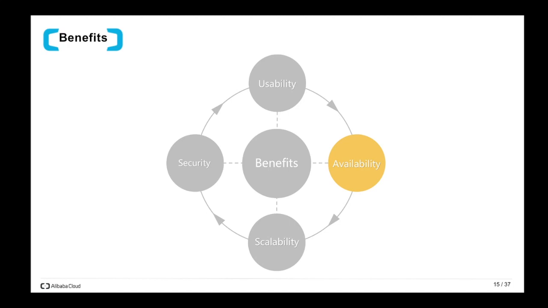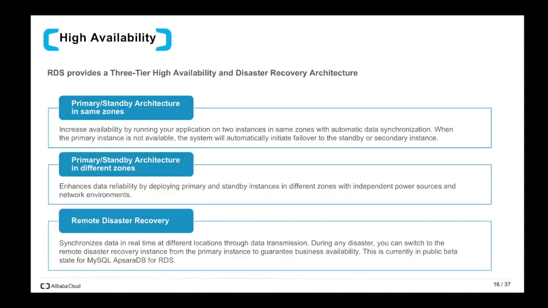Okay, so next part, we will introduce the features in the availability area. Let's see the high availability architectures. RDS currently provides a 3-tier high availability and disaster recovery architecture. The first layer, you can set up a primary and standby architecture in the same zone. This increases availability by running your application on 2 instances in the same zone with automatic data synchronization. When the primary instance is not available, the system will automatically fail over to the standby or secondary instance.